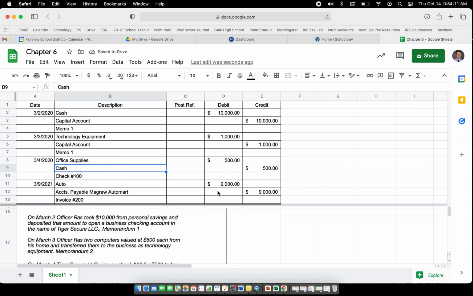I hope this was helpful. You guys can continue on with the Chapter 6 work using Google Sheets, or you can do it on your paper journals, whatever you prefer. I recommend Google Sheets because that's what accountants would be using if they're not using the accounting software like QuickBooks, which you guys do have access to. If you have any questions, please let me know.